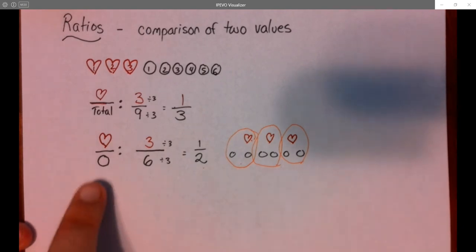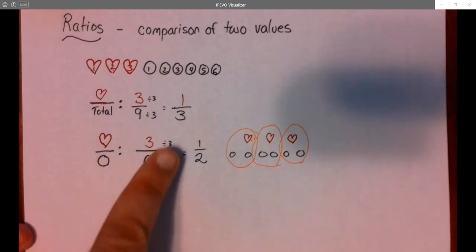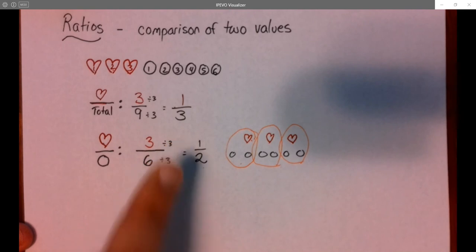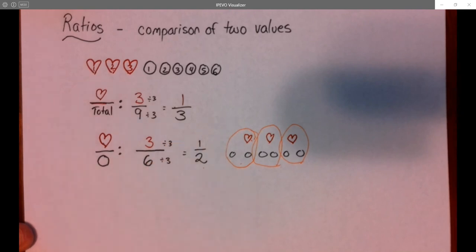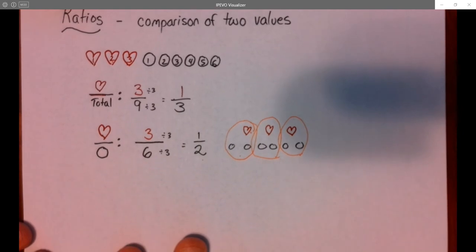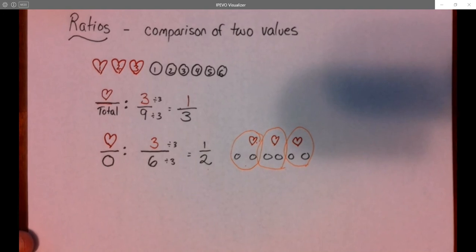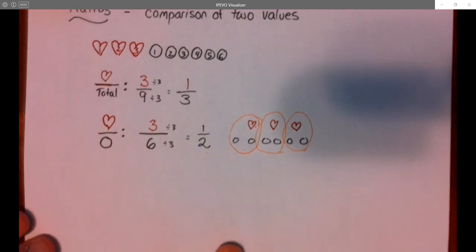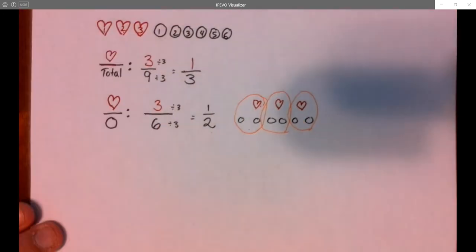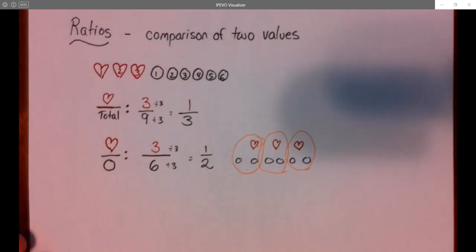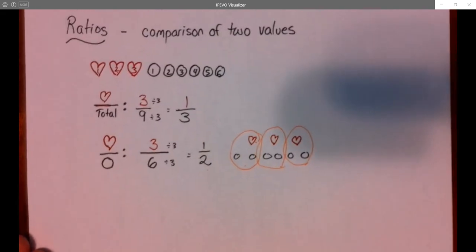So a ratio is for each one of something, how many do we have for the other? Okay, so it's that type of comparison, right? And we can keep ratios simplified. And we can also write ratios in a couple of different ways. So here I've been writing them as fractions, which I think is the most common way to write a ratio.